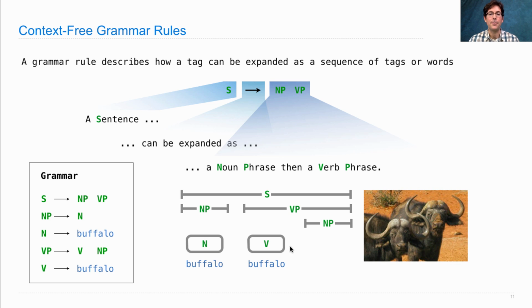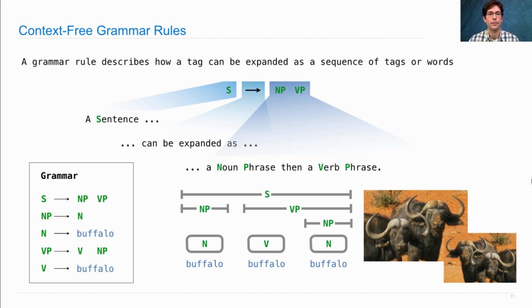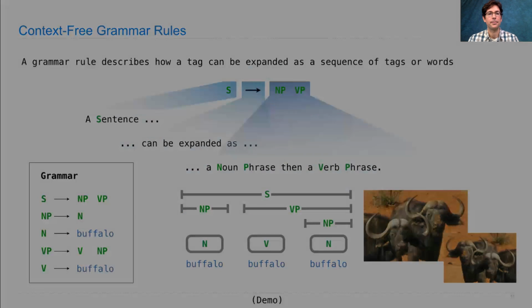And what do they buffalo? Well, we expand the noun phrase to get a noun, and the only noun we have is buffalo. This recursive expansion process is the heart of most natural language parsers. So let's take a look at how it works.